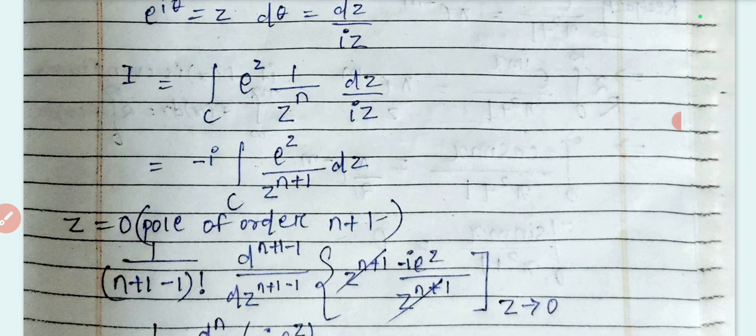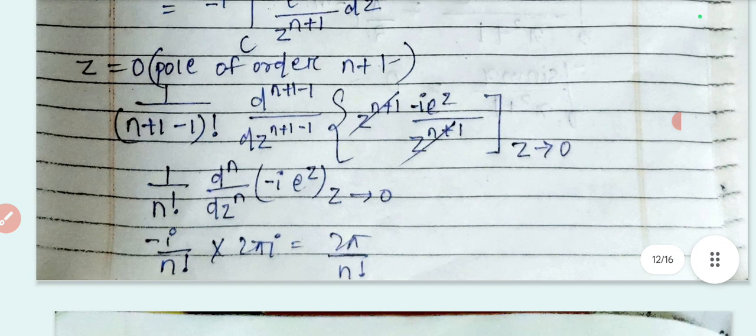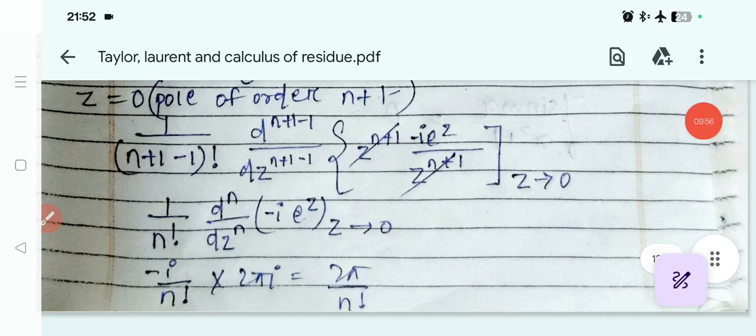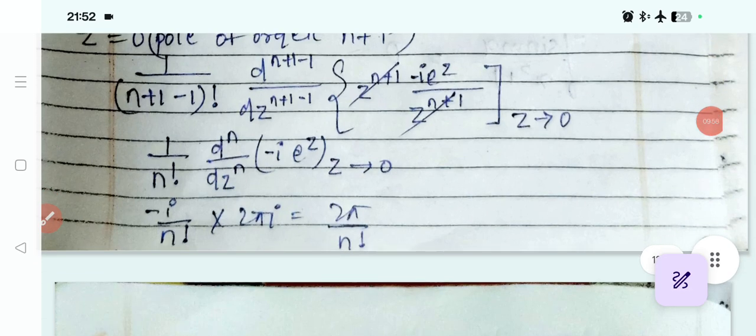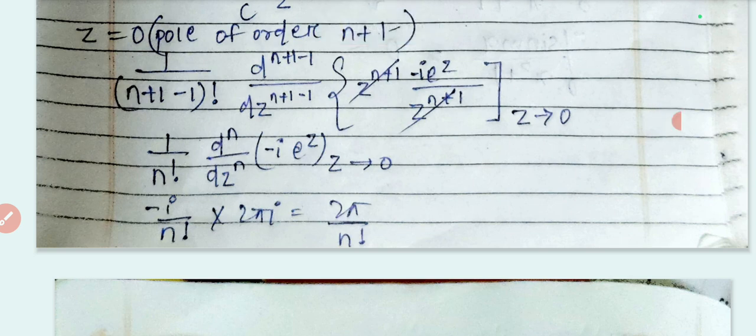The pole is of order n plus 1. Put the formula 1 by (n plus 1 minus 1) factorial, d to the power n plus 1 minus 1 by dz to the power n plus 1 minus 1, of z to the power n plus 1 times e to the power z by z to the power n plus 1, and here a is 0. So find the limit at z equal to 0. After solving the equation, answer will be 2 pi by n factorial. Solve this equation and give answer in the comment.